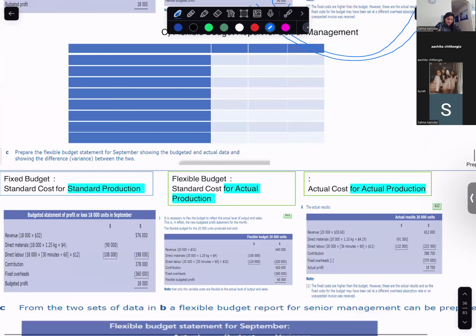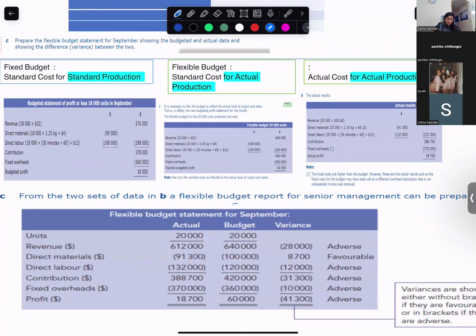So you have to prepare a budget report for your senior management. What you have to prepare? Budget report for senior management. A budget report for the senior management compares your actuals with your estimates, and it gives you your variance, whether it is a favorable variance or whether it is an adverse variance. Are you with me? Let's check. Actual production remains 20,000.